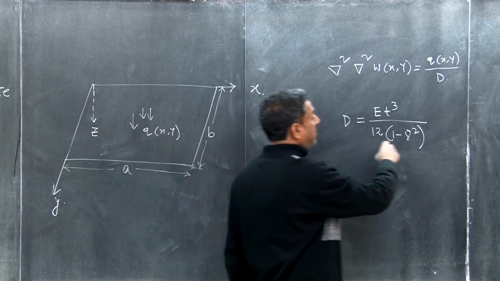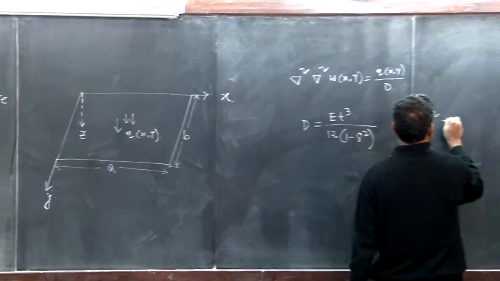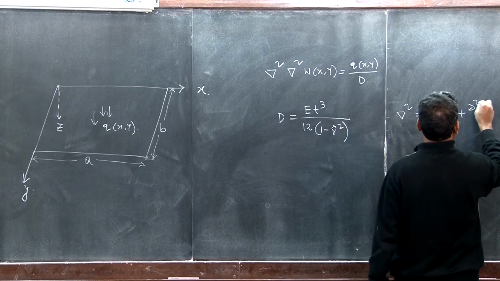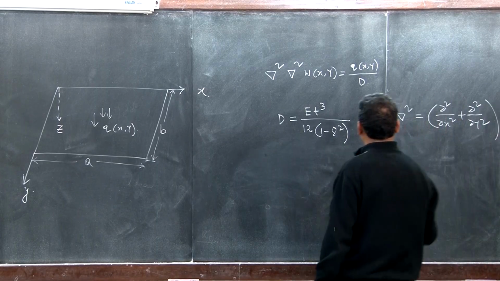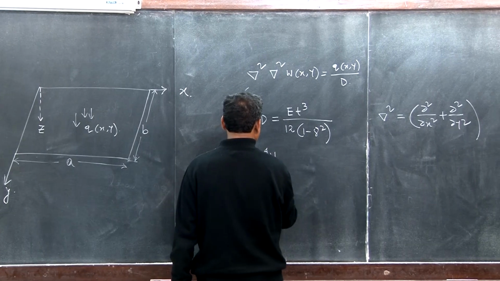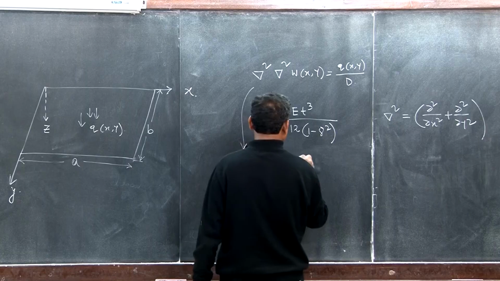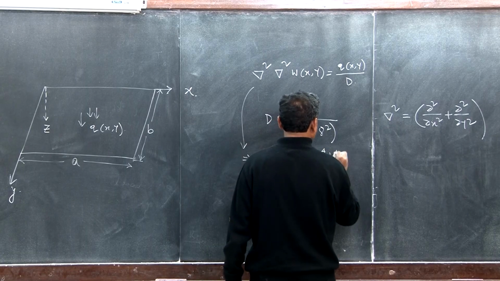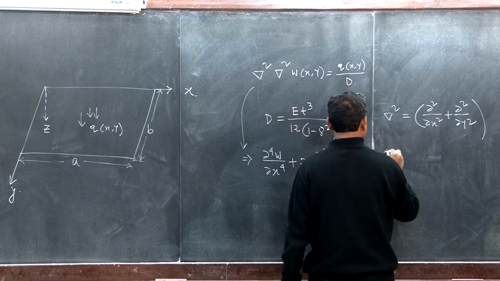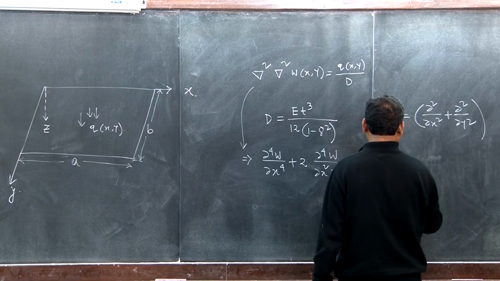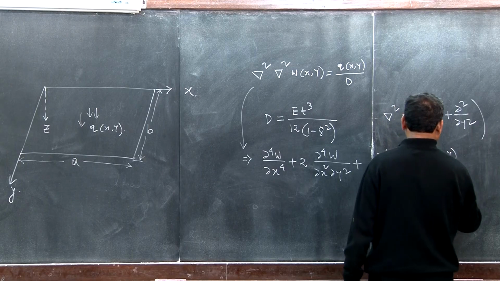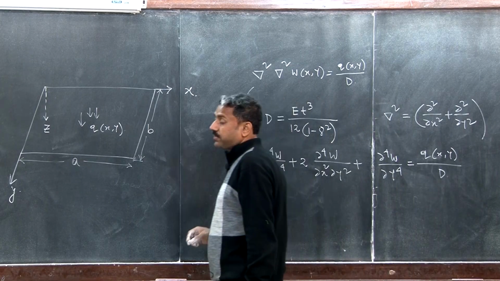And nabla squared, this operator, is nothing but the Laplacian operator, del 2 del x2 plus del 2 del y2. And if you write it out, it is del 4 w del x4 plus 2 del 4 w del x2 del y2 plus del 4 w del y4 equal to q(x,y) upon D. That was the governing equation for the plate bending, right?